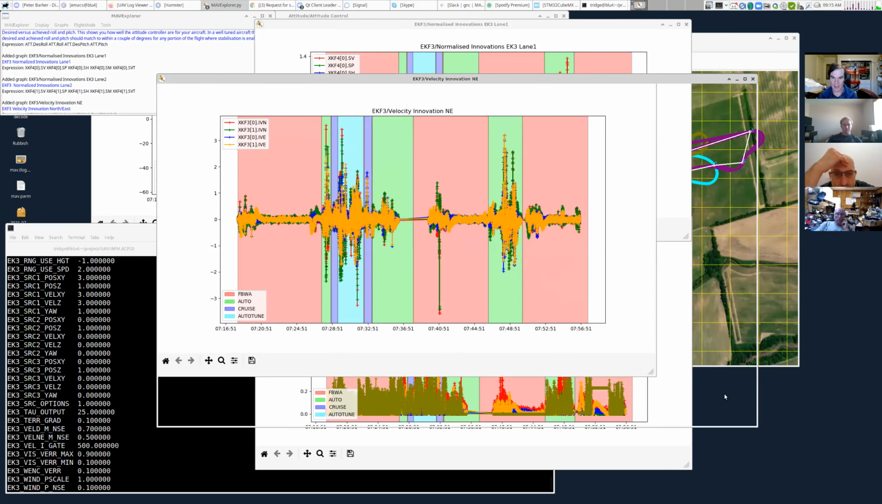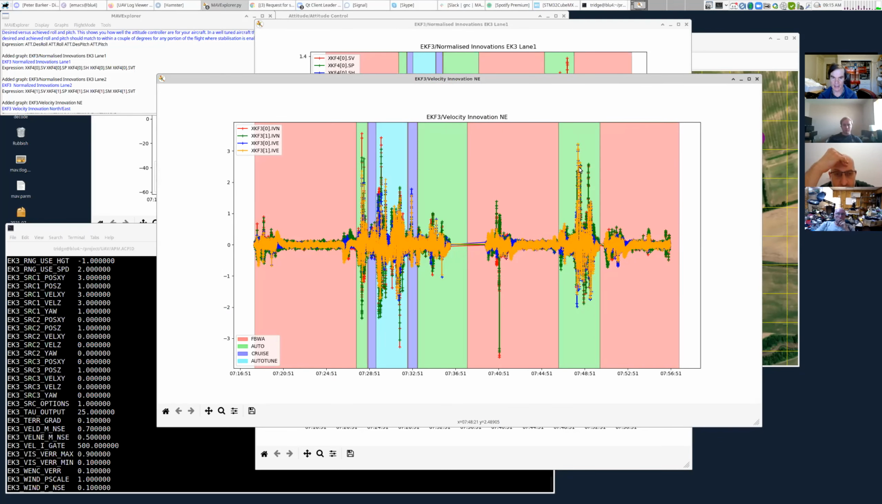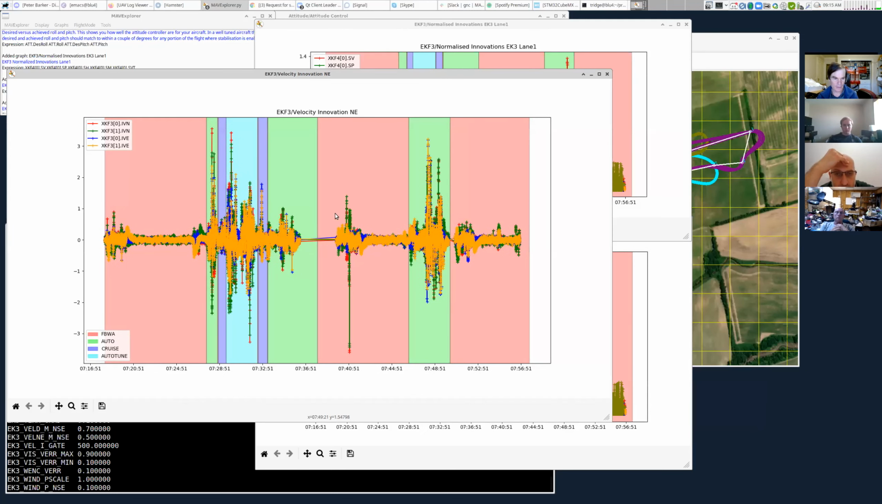I tend to bring up the SI unit innovations next. So these are the innovations, in this particular case, in the north-east direction. So this is the horizontal innovations, and these are in meters per second, velocity is in meters per second. So what that's telling us is that the EKF's internal estimate of the velocity of the vehicle and the GPS's estimate of the velocity of the vehicle differ by about 3 meters per second here while it's in up and away flight. Now let's just see what it was doing at this time when it was starting to reject.